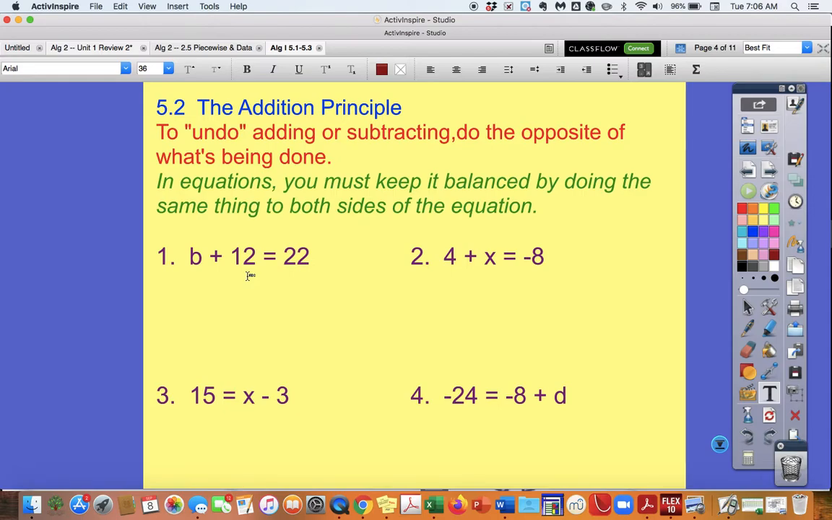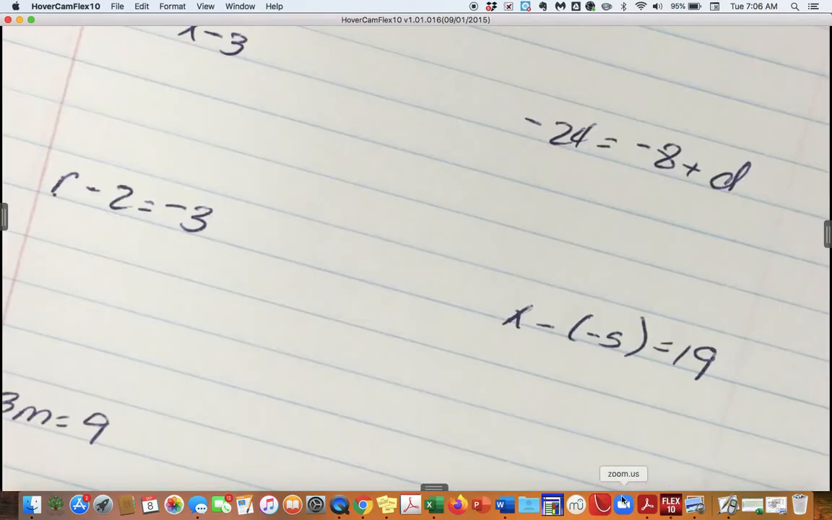So keep in mind, when you're doing equations, you have to keep it balanced, which means what you do to one side, you must do to the other. So we're going to make a purposeful effort to make sure that we're doing the same thing to both sides of our equations. So let's look at our paper at this point and start working some.